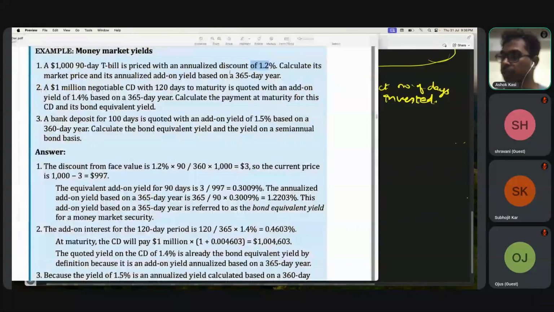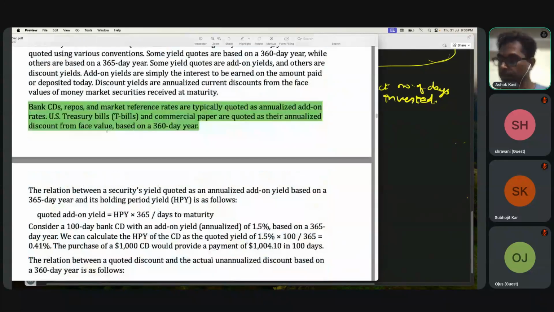And also remember, annualized discount means what? It is calculated based on present value or future value. Discount rate is not add-on rate, right? Add-on rate is calculated based on present value. When they say discount rate, it is calculated based on future value. See here, treasury bills are annualized discount from face value. Face value or future value? Yes.